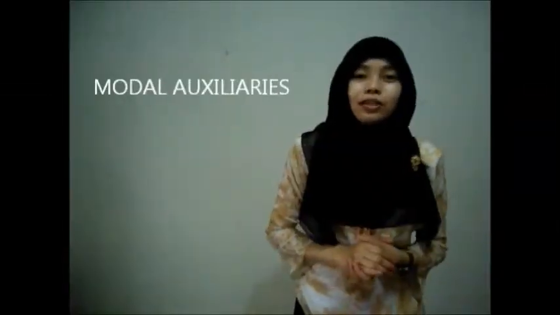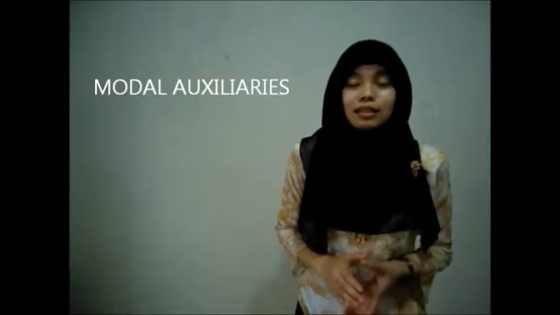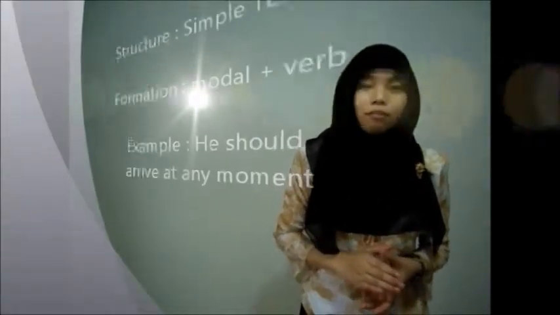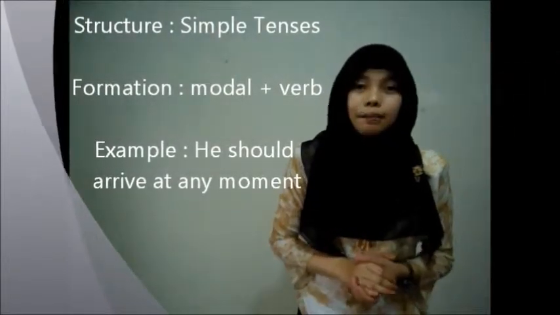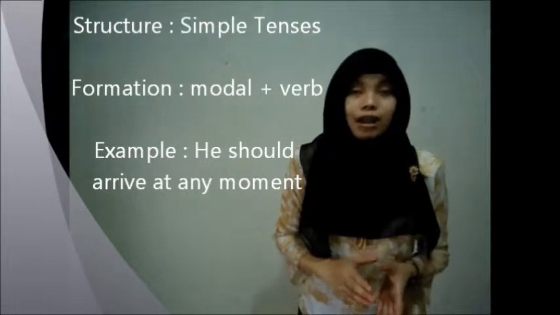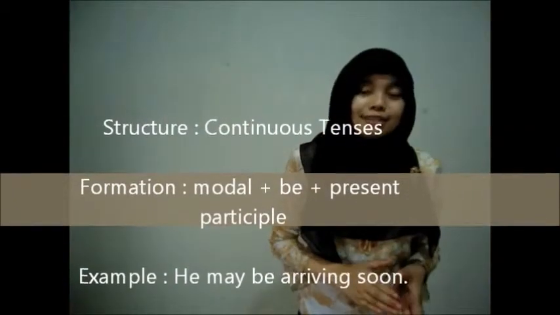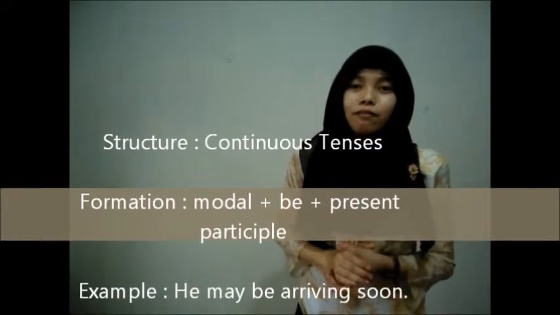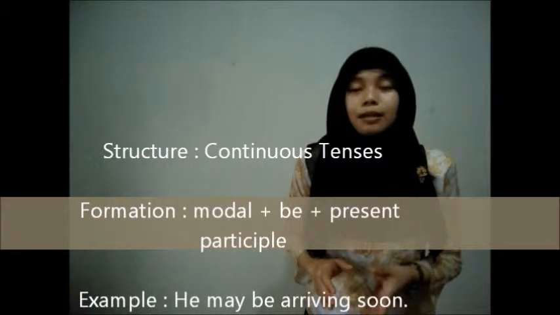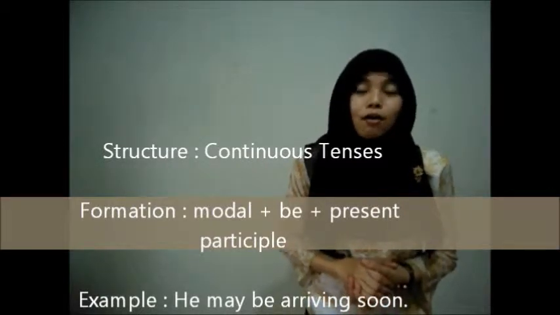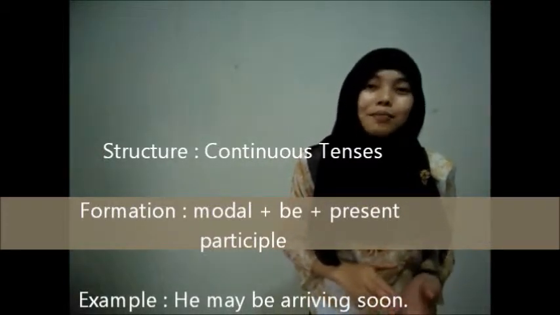Now, we are going to look at modal auxiliaries formation. For simple tenses, the form is modal plus verb. For example, "he should arrive at any moment." For continuous tenses, the form is modal plus be plus present participle. For example, "he may be arriving soon."